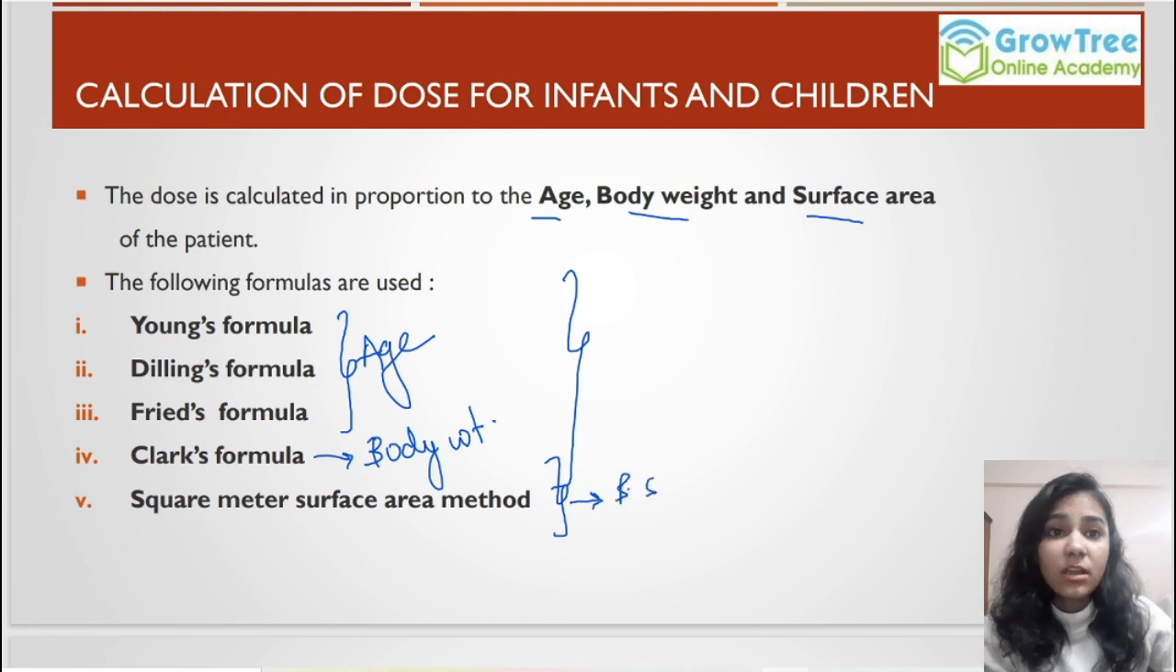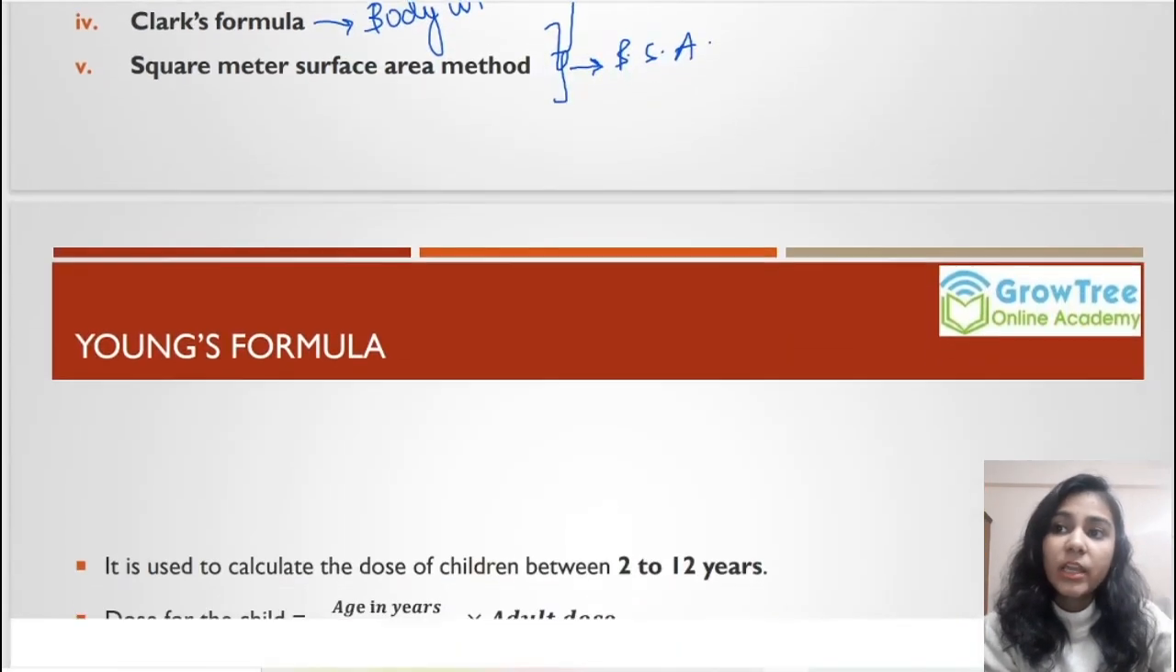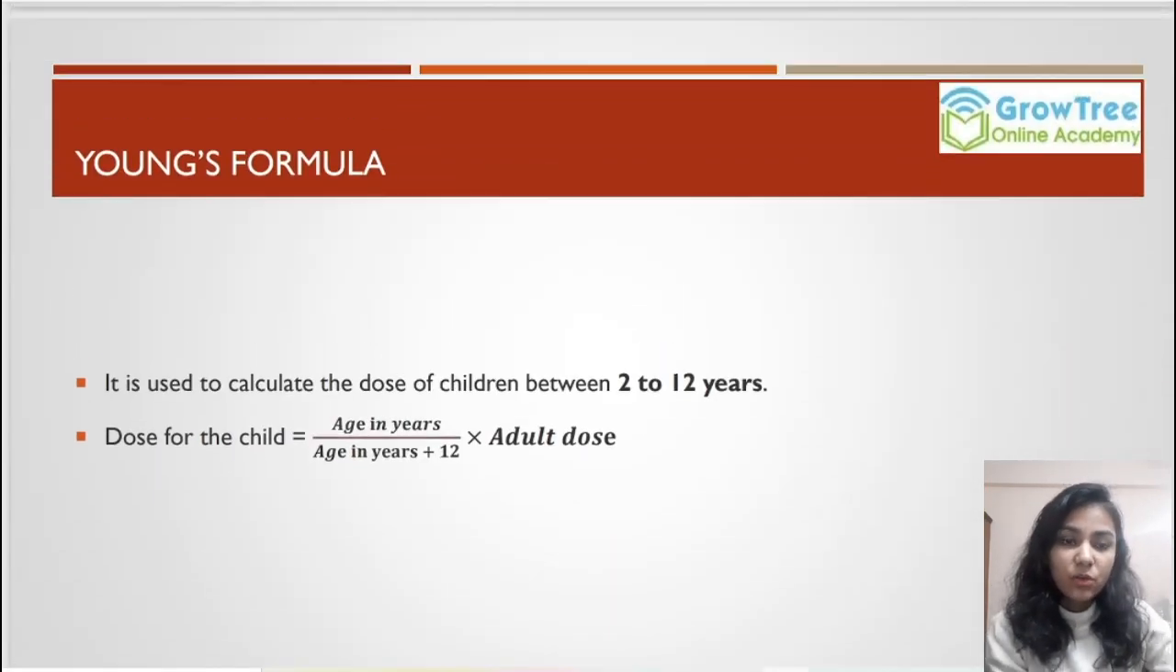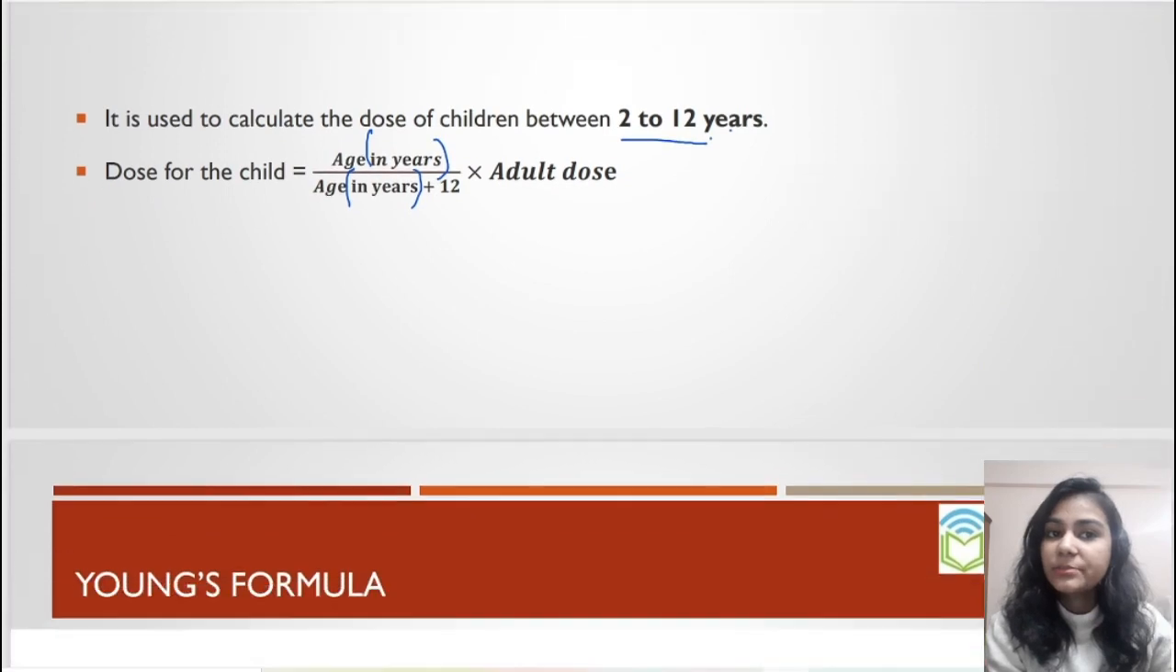So talking about the Young's formula first, it is generally used to calculate the dose of the children between the age 2 to 12 years, and the formula is as follows: age in years upon age in years plus 12 into adult dose. Let's understand this with an example.